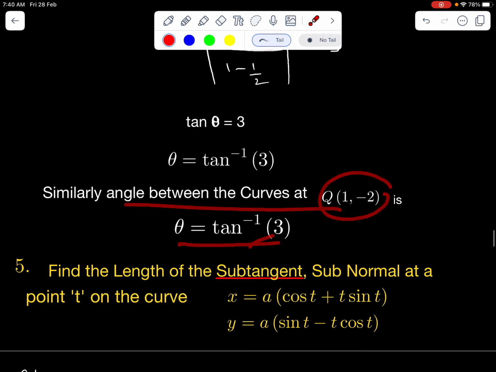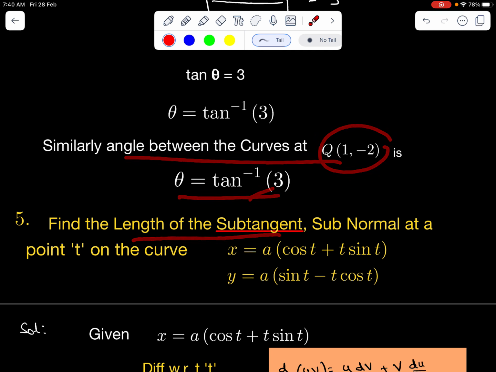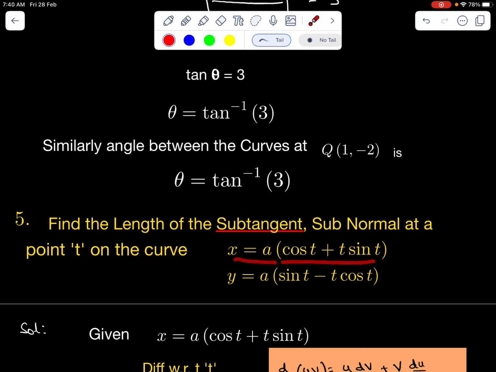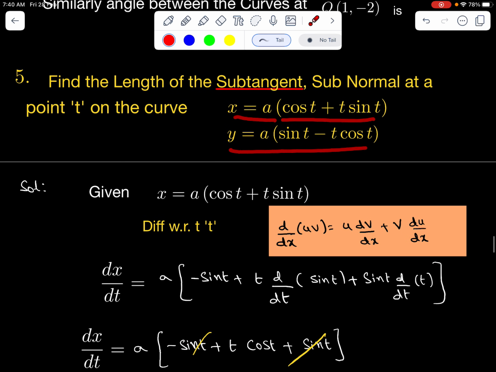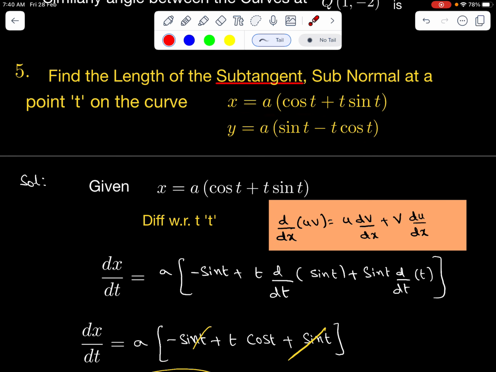Next sum. Find the length of the subtangent and subnormal at a point t on the curve x equal to a into (cos t plus t sin t), y is equal to a into (sin t minus t cos t). Here, given x is equal to a into (cos t plus t sin t). You can observe t and given x. Therefore, differentiate with respect to t. It is in the form of uv.